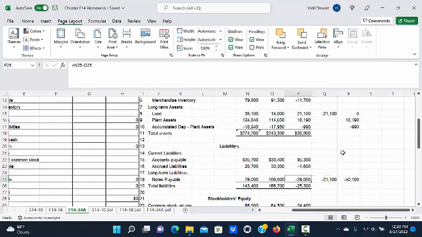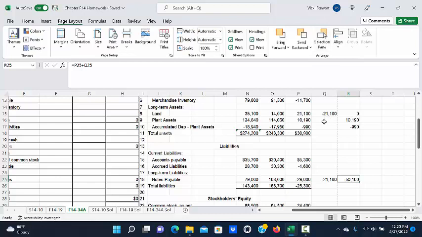Now, our notes payable had decreased by $29,000. Now, if we subtract an additional $21,100 for the note payable that we used to acquire the land, that means that we actually reduce notes payable by $50,100, which we will need to use when we do the statement of cash flows, the financing activities section.